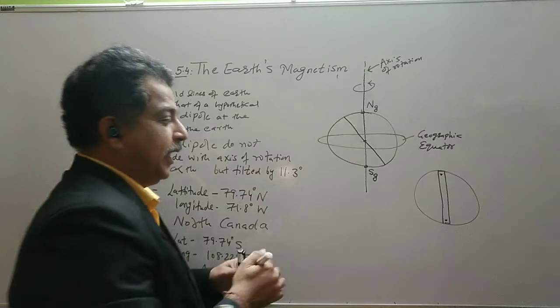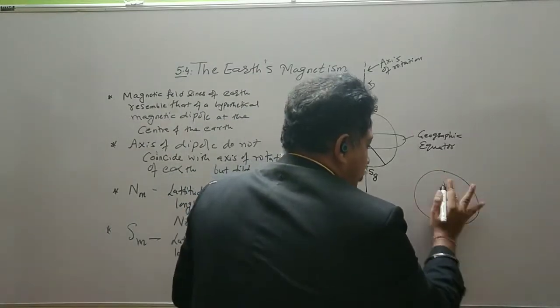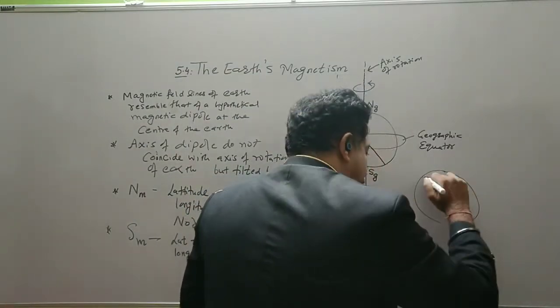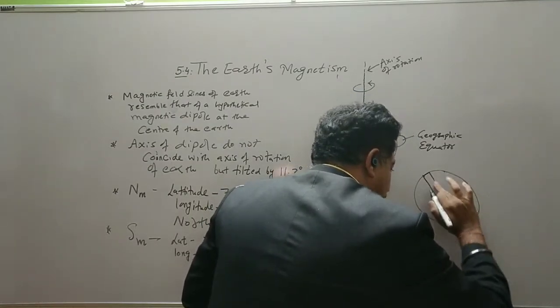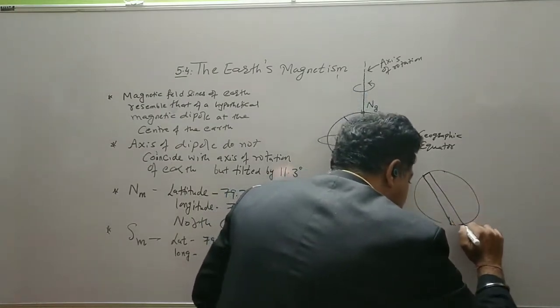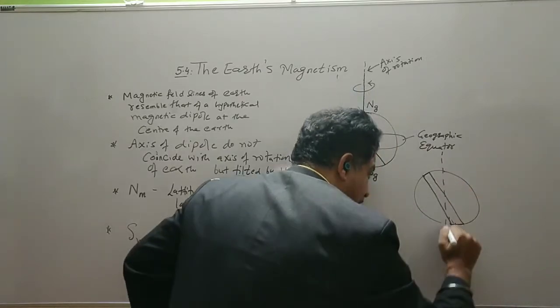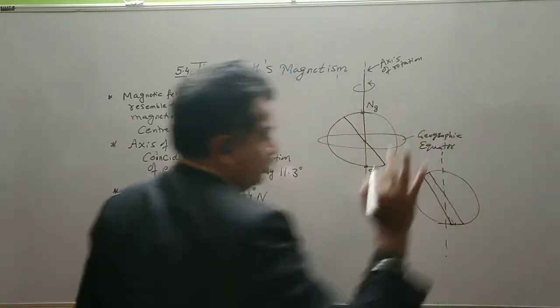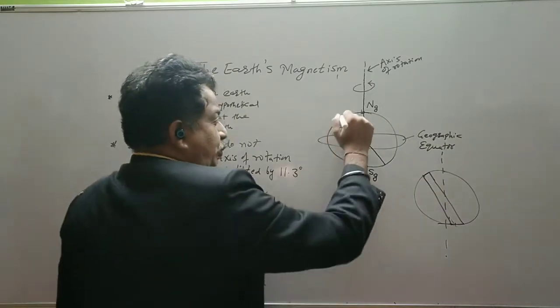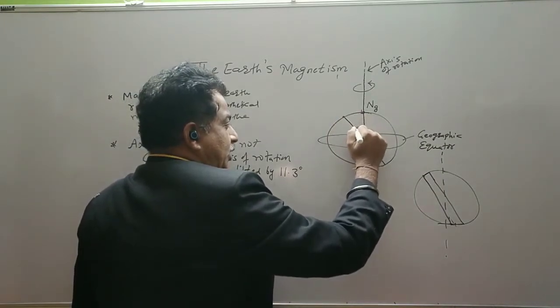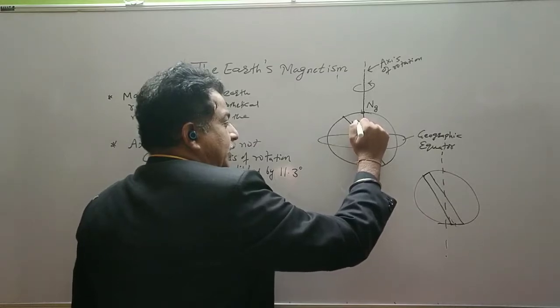So we assume that there is a bar magnet to understand this clearly, but it is tilted by some angle. Again, we assume there is a bar magnet to understand the magnetic effect, though there is no such huge bar magnet. The reason is different. Now this angle is found to be 11.3 degrees.